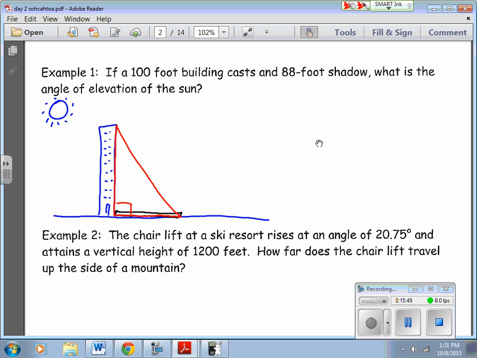And I'm given 2 numbers. One of them is the height of the building, so that's 100 feet. And that little exponent that looks like a 1 is the symbol for feet. If I put 2 of those symbols, that would mean inches. Okay? And I also know that the shadow is 88 feet.